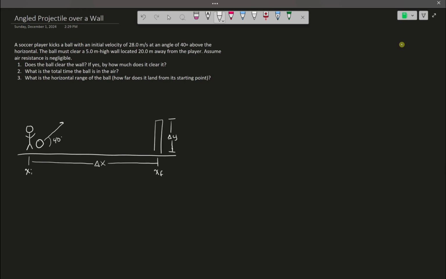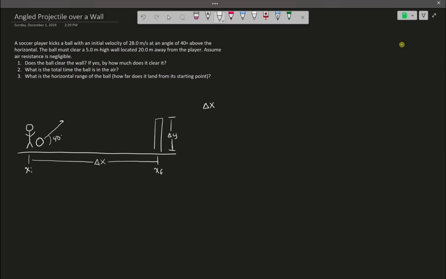So now I'm going to write down all the information I have. My change in x, my displacement in the x direction, needs to be 20 meters. My displacement in the y direction needs to be 5 meters. I know that the magnitude of the initial velocity is going to be 28 meters per second. And I know that the angle that the ball is kicked at is 40 degrees.